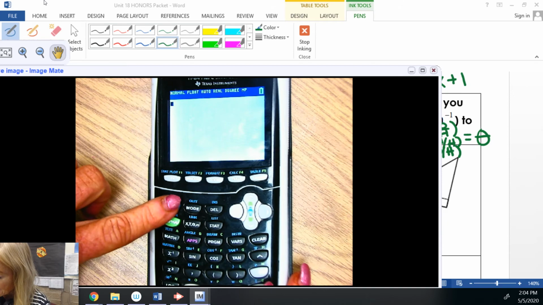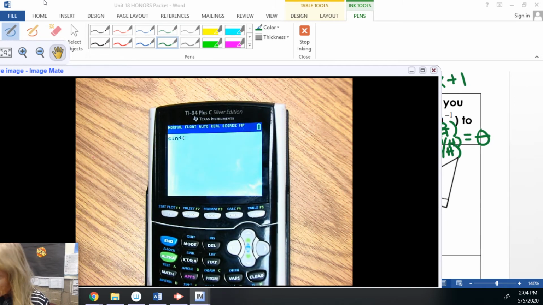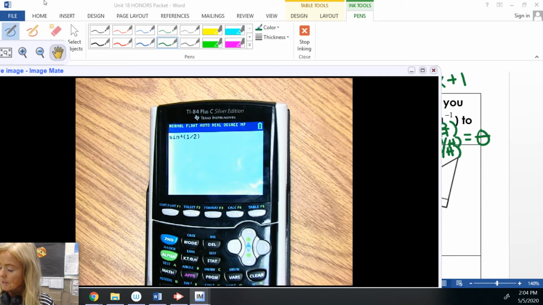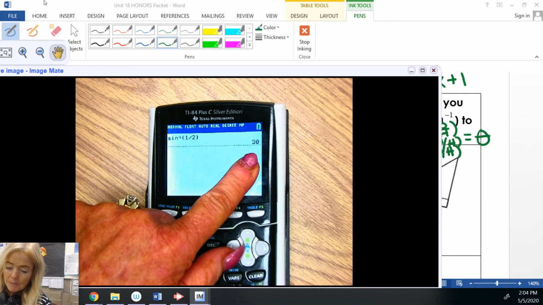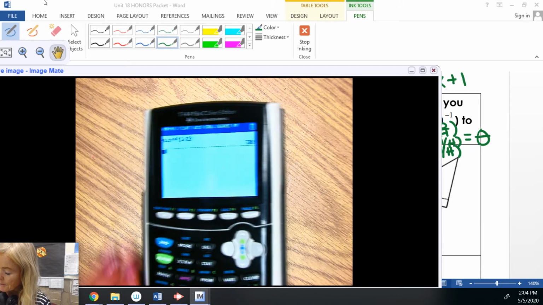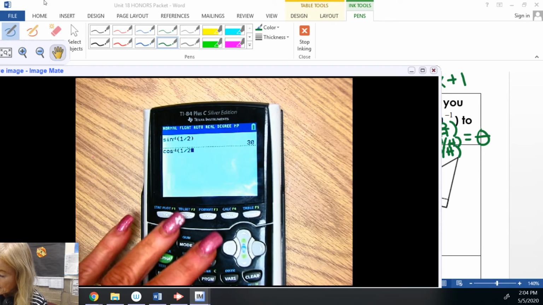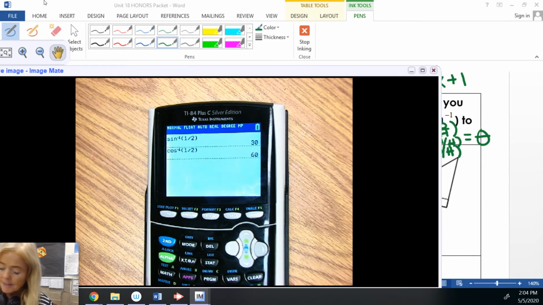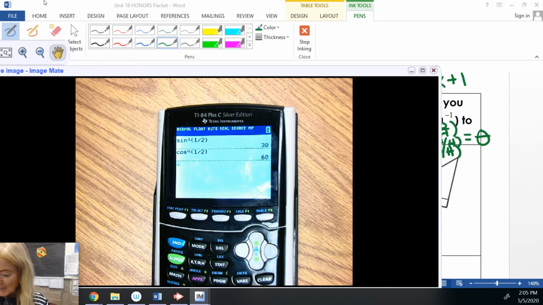If I clear this all out, I hit second sine, then I can plug in the ratio of sides, say 1 over 2. If the sides are 1 to 2 for a sine inverse, I can hit enter and it's going to tell me, oh, that has to be a 30-degree angle. So that's what theta is equal to. I can do the same thing for cosine. So second cosine, 1 divided by 2, and that's going to give me a 60-degree angle. Those are special angles. I already knew the ratios.